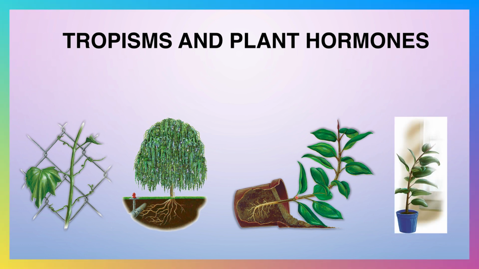And then lastly, this is phototropism. The light is coming in through the window. The plant is growing toward the light. And the only one I don't have an example of is the chemotropism.